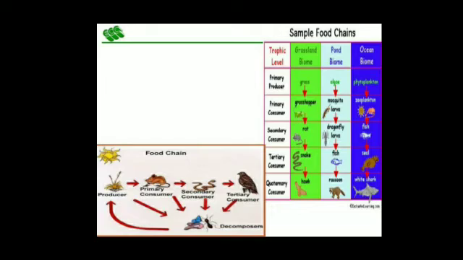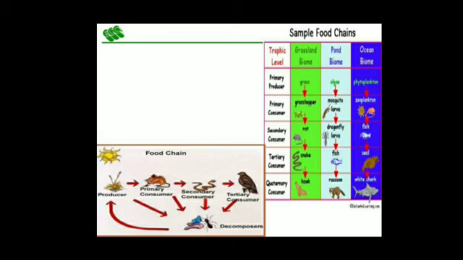So here are some sample food chains given to you: producer, primary consumer, secondary consumer, tertiary consumer, and then decomposers. Primary producer grass, primary consumer grasshopper, secondary consumer rat, tertiary consumer snake, quaternary consumer hawk. Pond biome: primary producer algae, then primary consumer mosquito larva, then secondary consumer dragonfly larva, tertiary consumer fish, and quaternary consumer, that is raccoon.